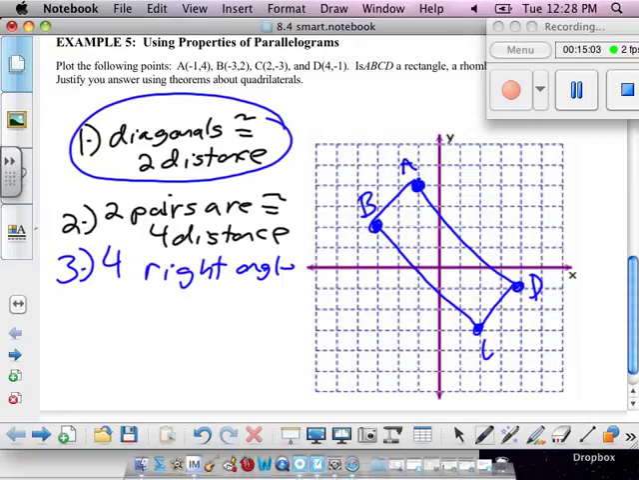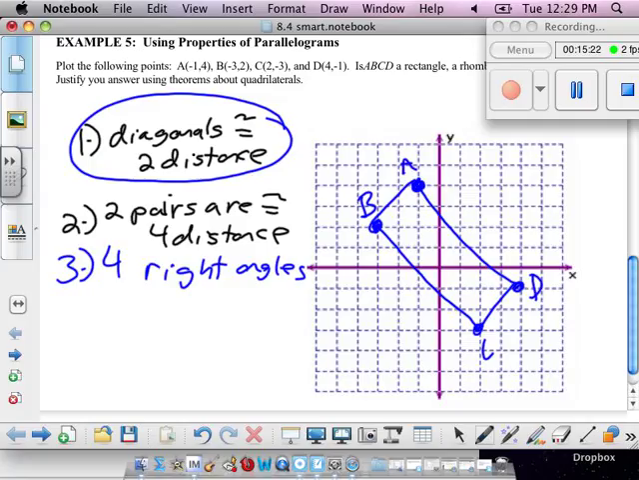I know that means perpendicular. How can I tell if something's perpendicular? What formula do I use? Perpendicular formula? There's not a perpendicular formula. How do I prove if something's parallel? I use what formula? Slope.